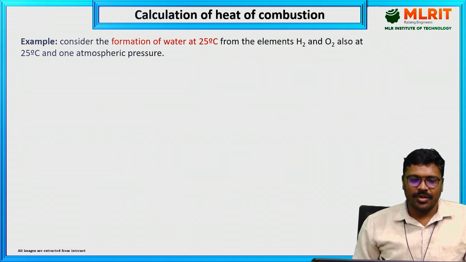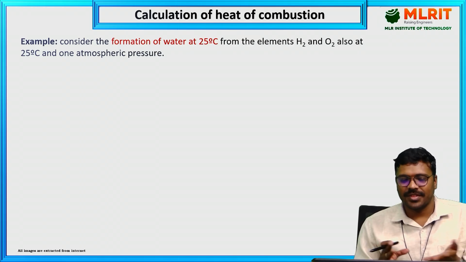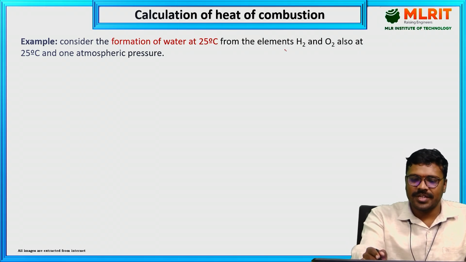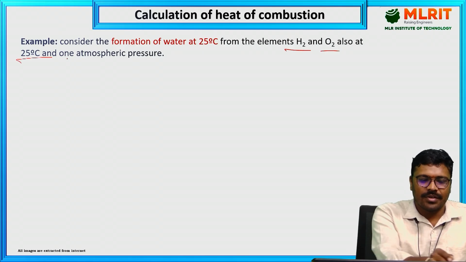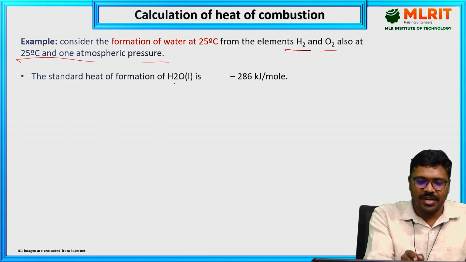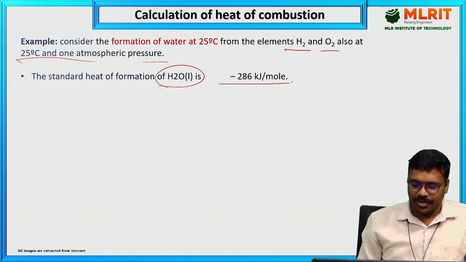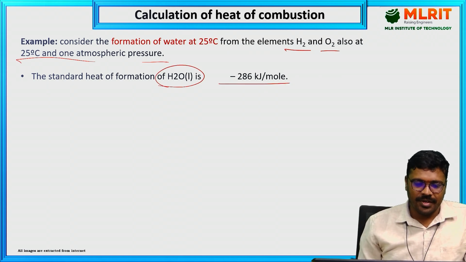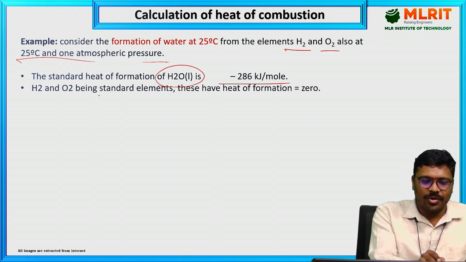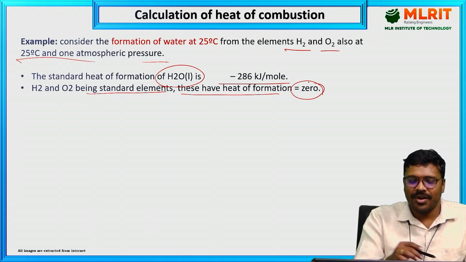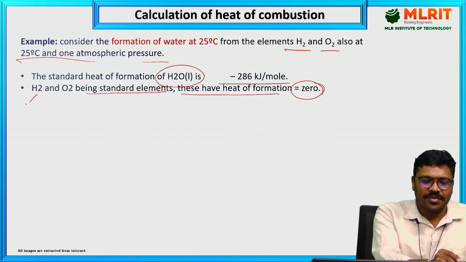For example, consider the heat of formation of water at 25 degrees centigrade, from its basic elements hydrogen and oxygen at 25 degrees centigrade and 1 atmosphere. The standard heat of formation of H2O is how much? Minus 286 kilojoules per mole. And H2 and O2, being standard elements, have a heat of formation of 0. We have already discussed that the heat of formation of H2 is 0 and of oxygen is also 0.